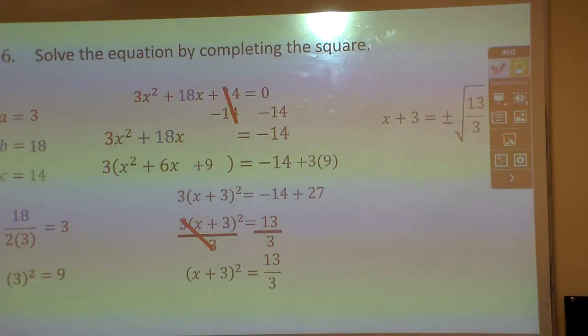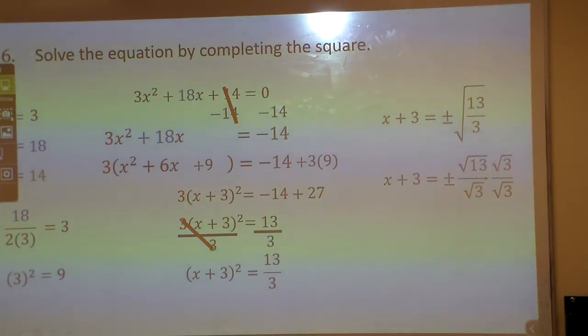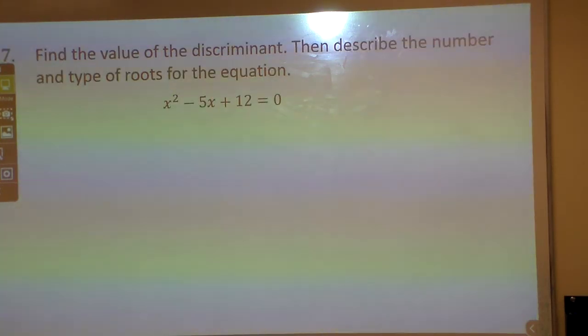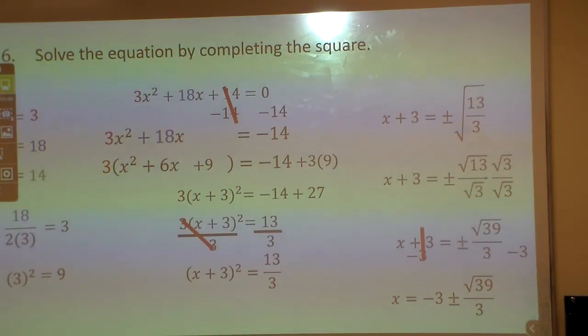Alright, and then you square root. Well, the thing about it is, you have this plus or minus 3 with the square root like that. You have to rationalize your denominator. Alright, so which means I take 3 times each of these. So I have the square root of 39 over 3. I'm now going to minus the 3. So I end up with that for an answer. Alright, it could be like that. Alright.